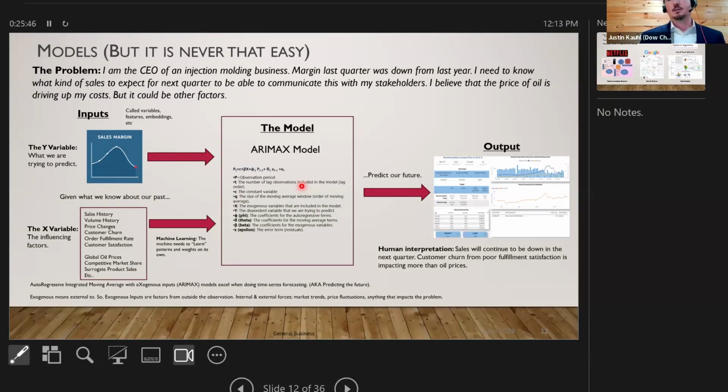And you can get some level of human interpretation out of this. So if I create a dashboard building something like this, we could say, oh, well, sales will continue to be down for the next quarter. And your supposition that it was the price of oil driving up your cost is wrong.